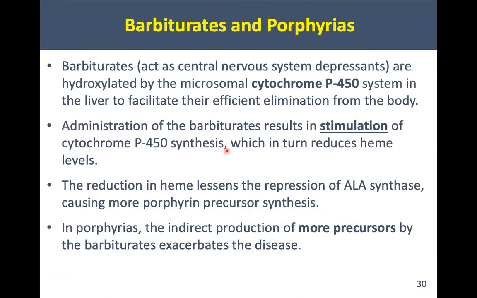Okay, the very last thing that we're going to talk about, this is important because I have seen this tested before, but remember we talked about before that the cytochrome P450 enzymes or system contain heme inside of that. Remember that, right? So the cytochrome P450 needs to utilize heme.